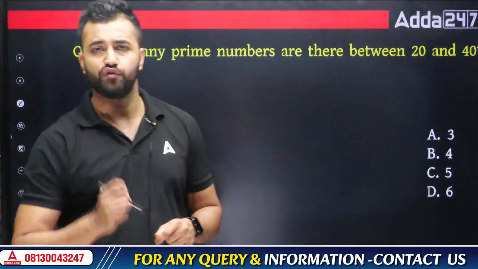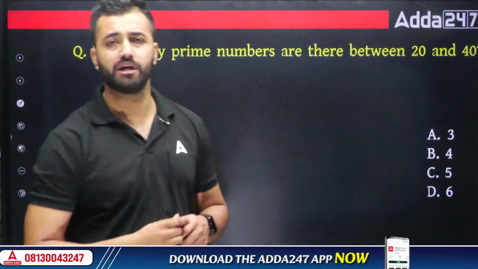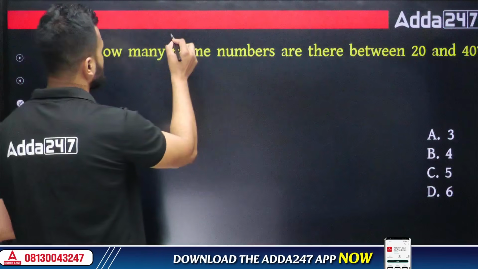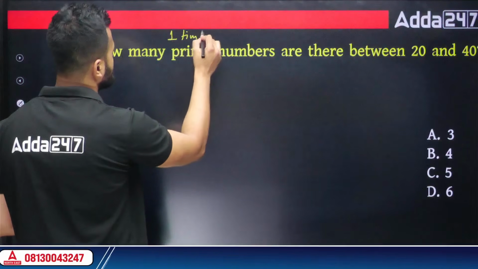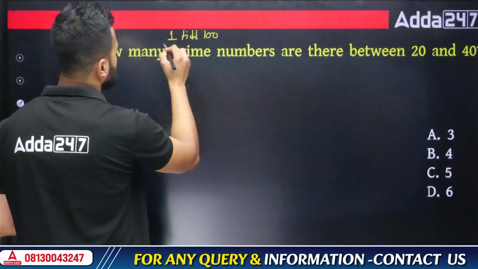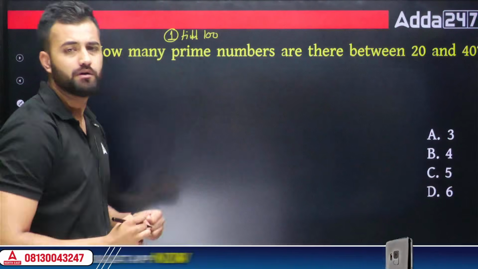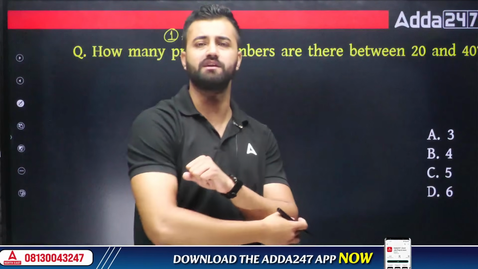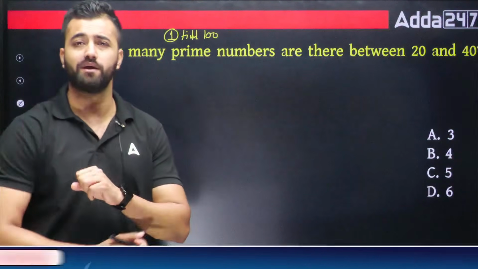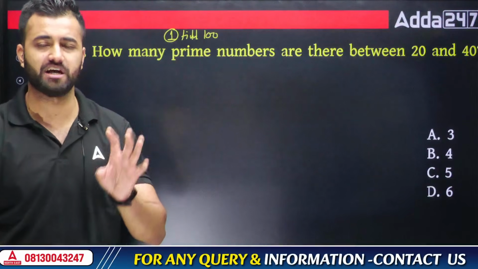Now based on this, they have asked this particular question: how many prime numbers are there between 20 and 40? What I want you to do is write down, at home, the prime numbers starting from 1 till 100. Also remember one thing, that 1 is not a prime number nor a composite number. 1 is neither prime nor composite. So prime numbers start from 2.